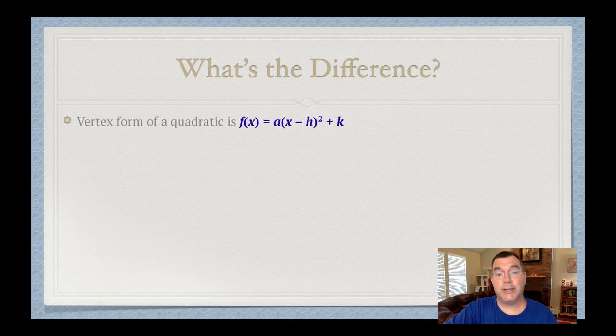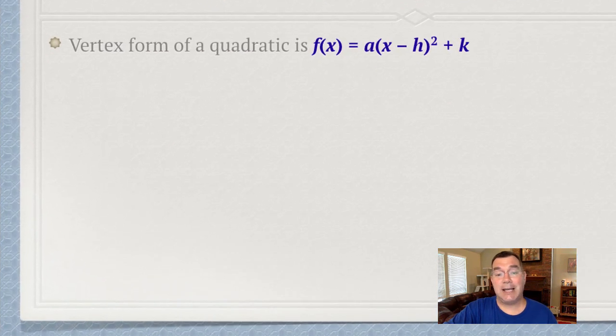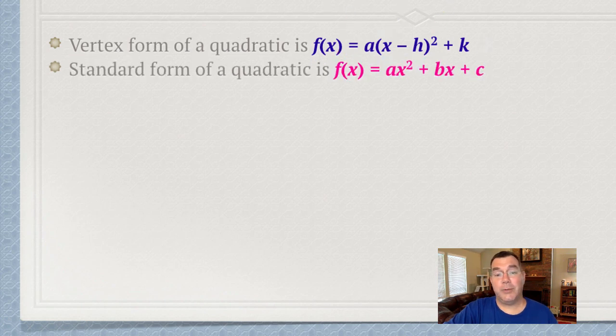Vertex form is this one here, f of x equals a times x minus h squared plus k, where a and h and k are all replaced with numbers. Standard form is a x squared plus bx plus c. And yes, they both have a in it, and yes, a takes on the same value in both forms of that quadratic function. All right, so how do I get from one to the other?